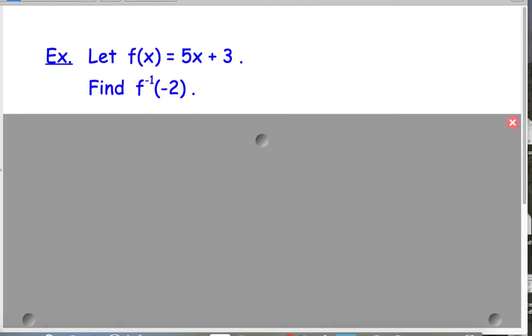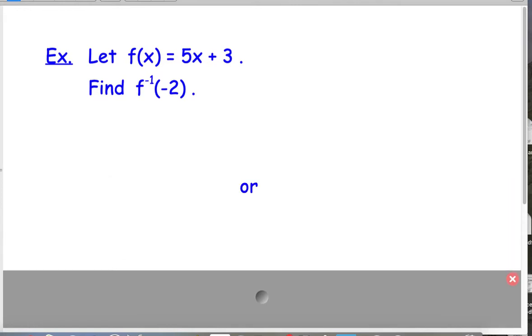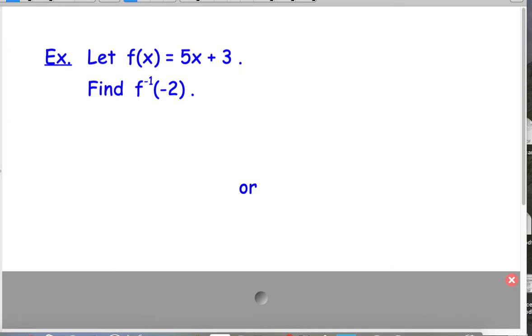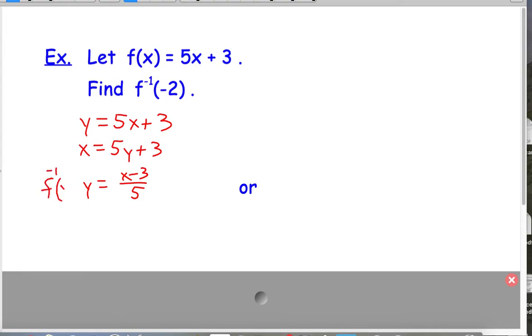Let's look at this. f of x is equal to 5x plus 3. Find f inverse of -2. Well, there's 2 ways to approach this. The first way is to just algebraically find the inverse. So I'm going to switch x and y and solve for y. So I get y is equal to x minus 3 over 5. And so that's my f inverse. Now f inverse of -2, I'll just plug in -2 for x. And I get -5 over 5, which is -1.